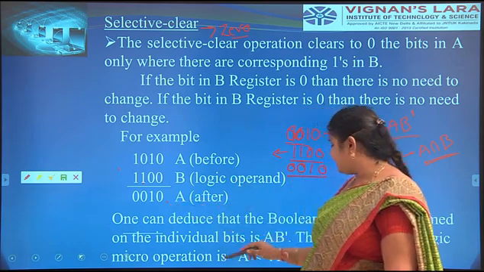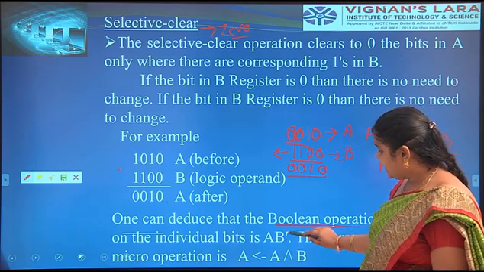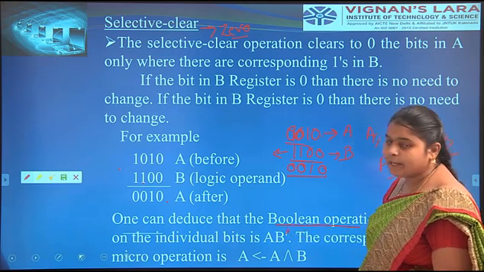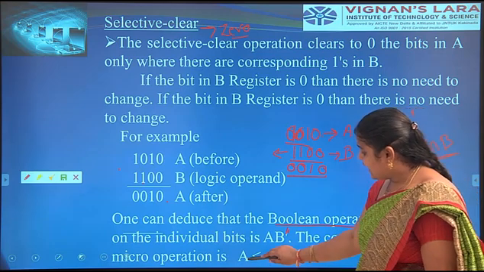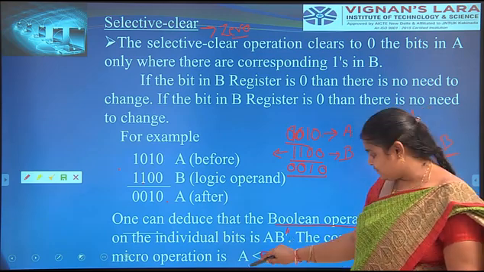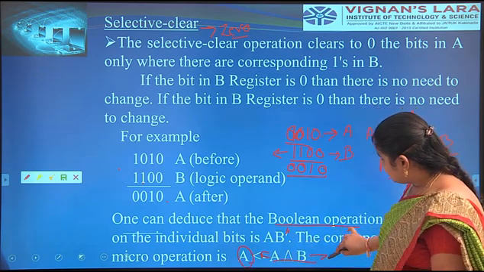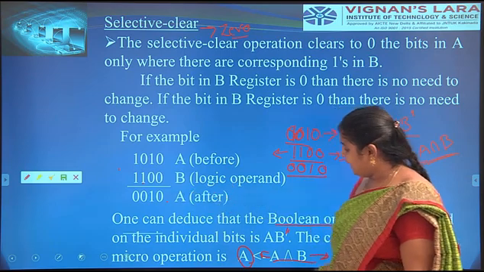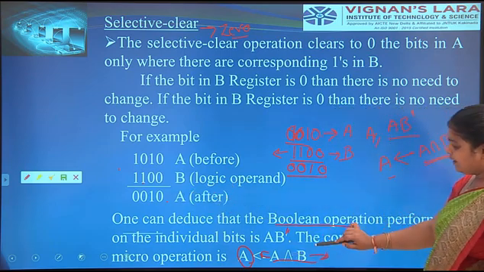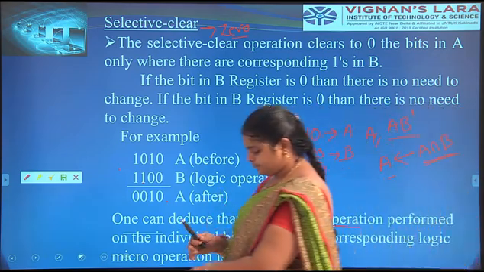It is used for the A B bar Boolean operation. Boolean means A and B. A B bar means A and B complement, that is written as A transfer to A and B, so that information is transferred to the A register. The resultant output will be placed as A and B, that is the information that is stored in A.